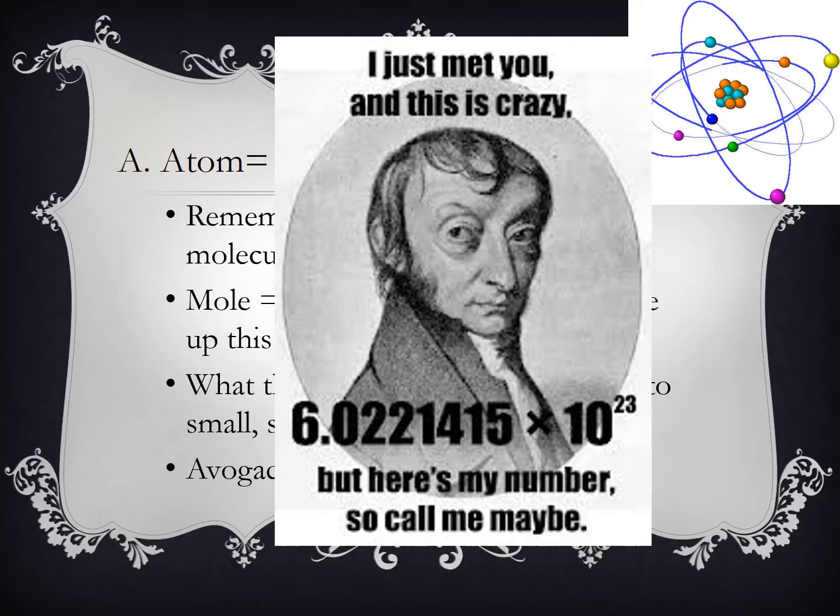Avogadro is an Italian scientist who basically through experimentation came up with a mole to be 6.022 times 10 to the 23 of whatever. It could be anything. Just like a dozen, 1 dozen equals 12 whatever. So if you had a dozen cookies, 12 cookies. A dozen pencils, 12 pencils.